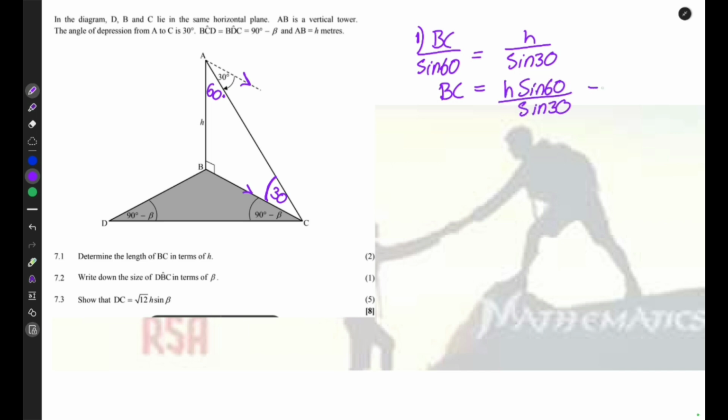With sine rule, they want BC. So for question 1, I can say BC over sine 60 will be equal to h over sine 30. And therefore, if I multiply this over h sine 60 over sine 30, it would just be equal to root 3 of h. Question 2, write down the size of angle DBC in terms of beta.